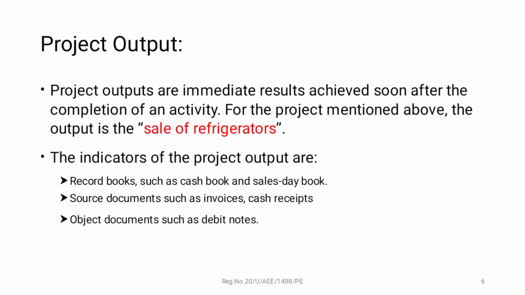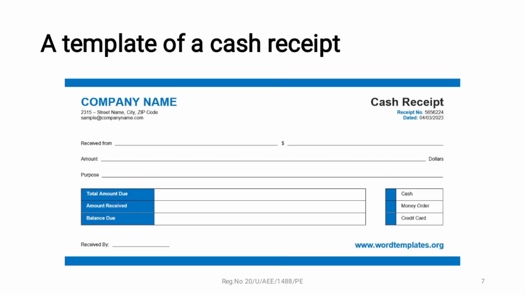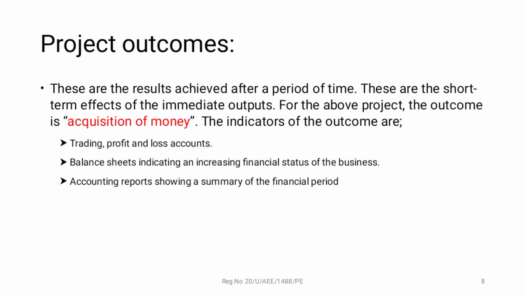Another indicator that shows that there was a sale of refrigerators is the project documents, such as the debit notes. The debit notes are given to someone who took refrigerators, for example, 10 refrigerators, but did not pay. So the owner of the business writes the debit note for that person to pay for the refrigerators taken.